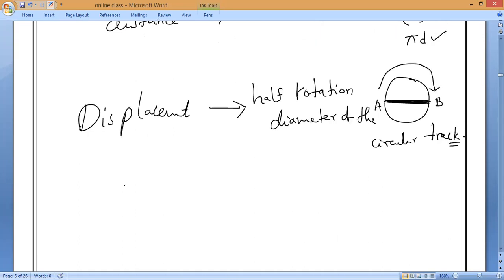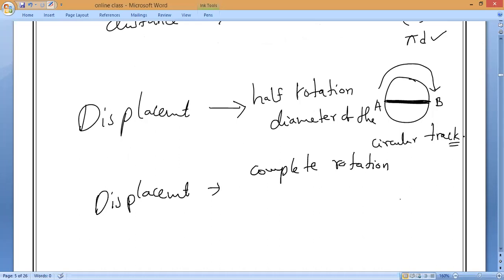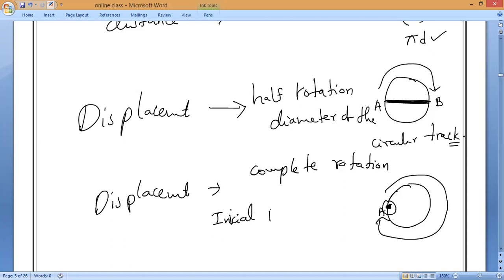But for the remaining cases, if the body makes a complete round, what about the displacement? A complete rotation means the body comes back to point A. It started from A, and after making a full round it came to A again. So the initial point and final point are the same, then the displacement is zero. Is it okay?